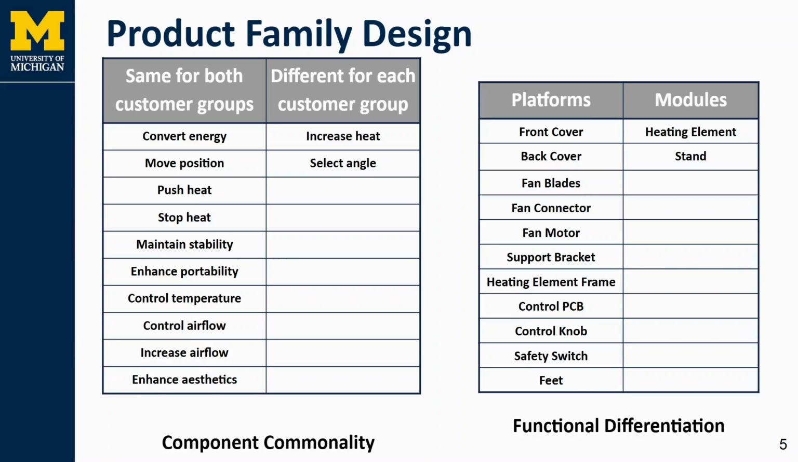We designed two variable modules to support this: the heating element, which can include an additional coil for more heat, and the stand, which can be fixed or angle adjustable. Despite these differences, the heating element frame design remains the same, accommodating either one or two heating coils. Similarly, the mounting points for the stand are standardized, regardless of whether angle adjustment is included.